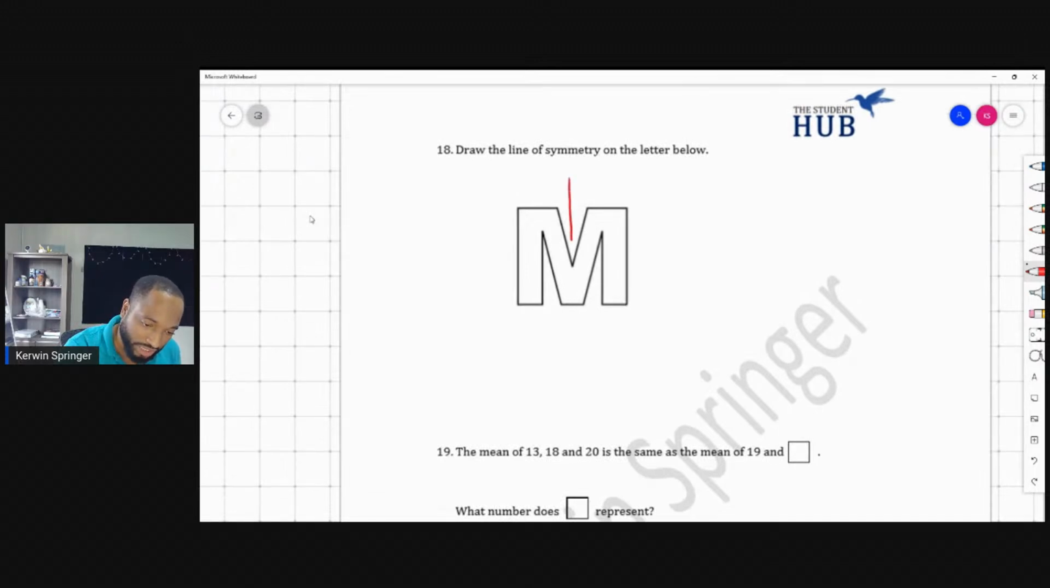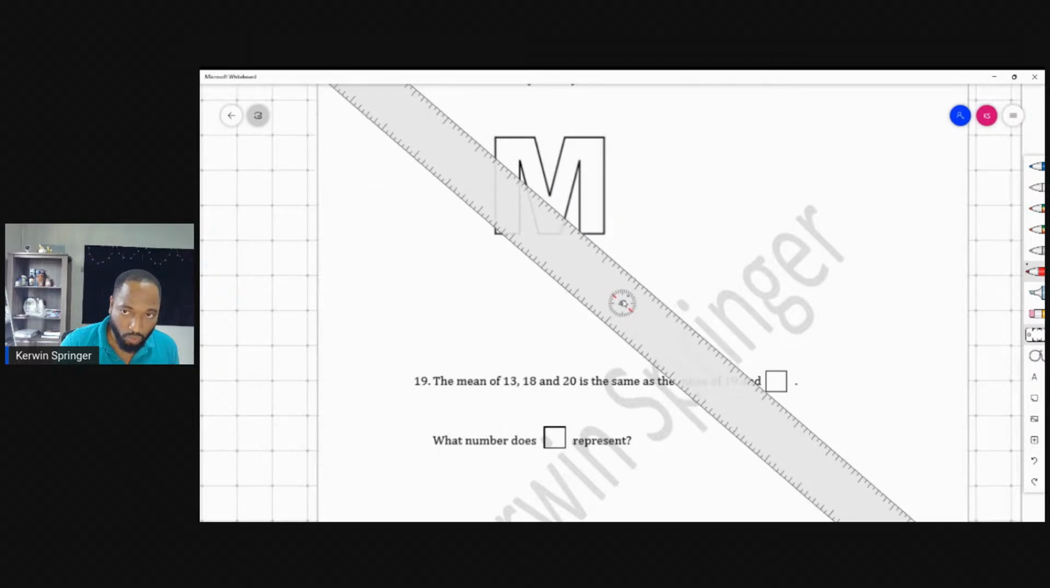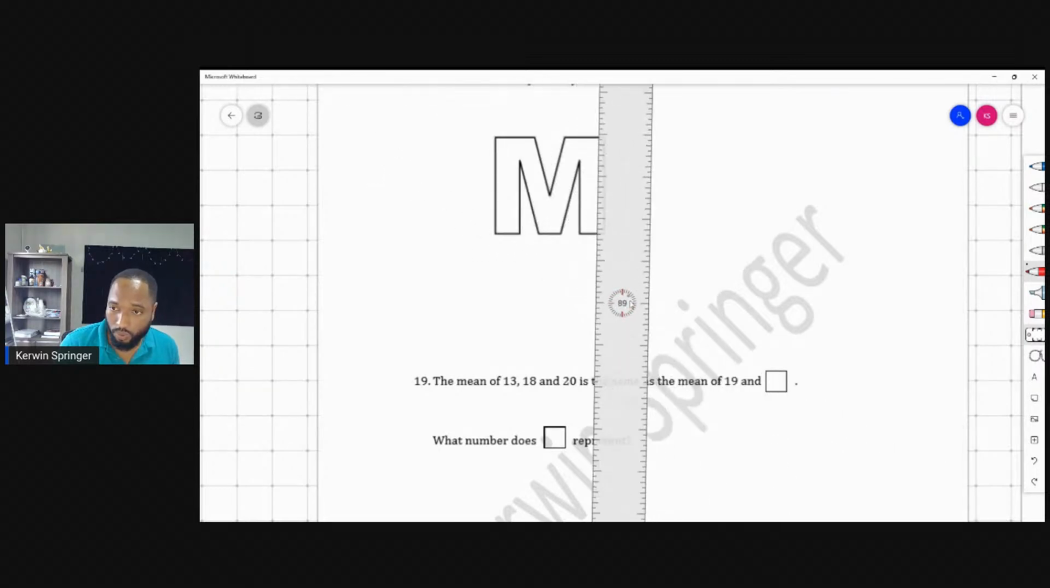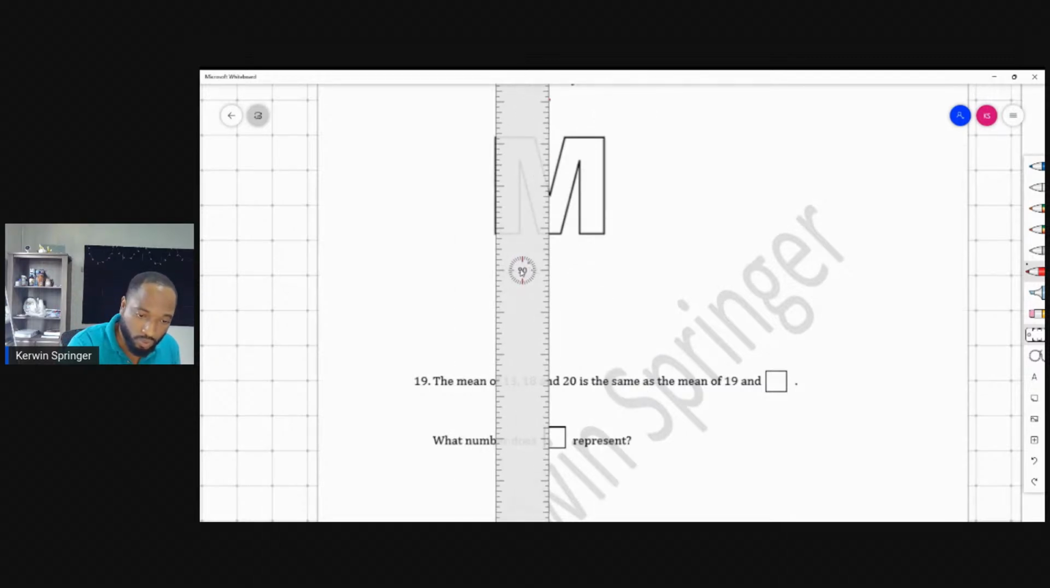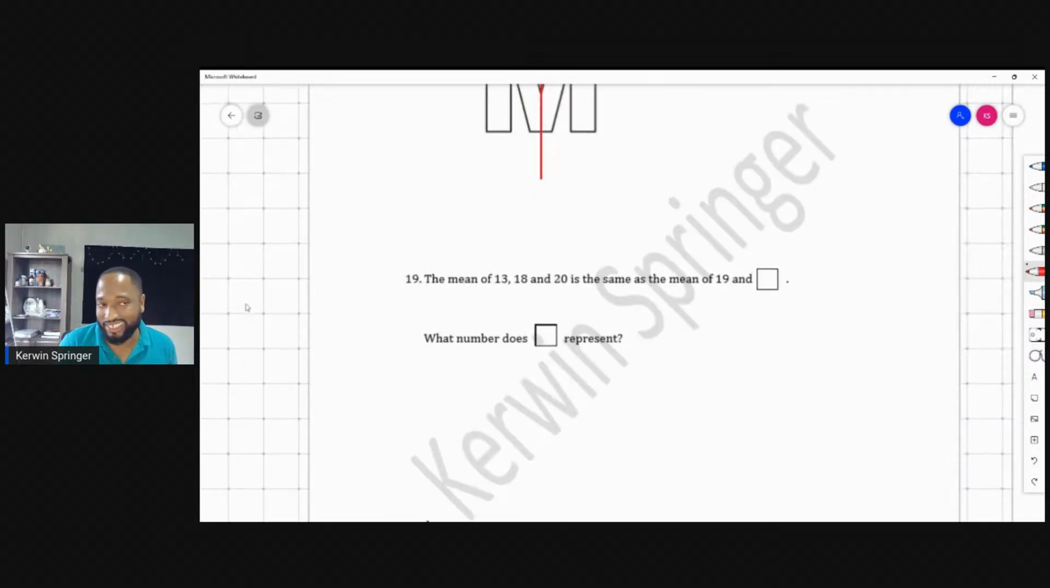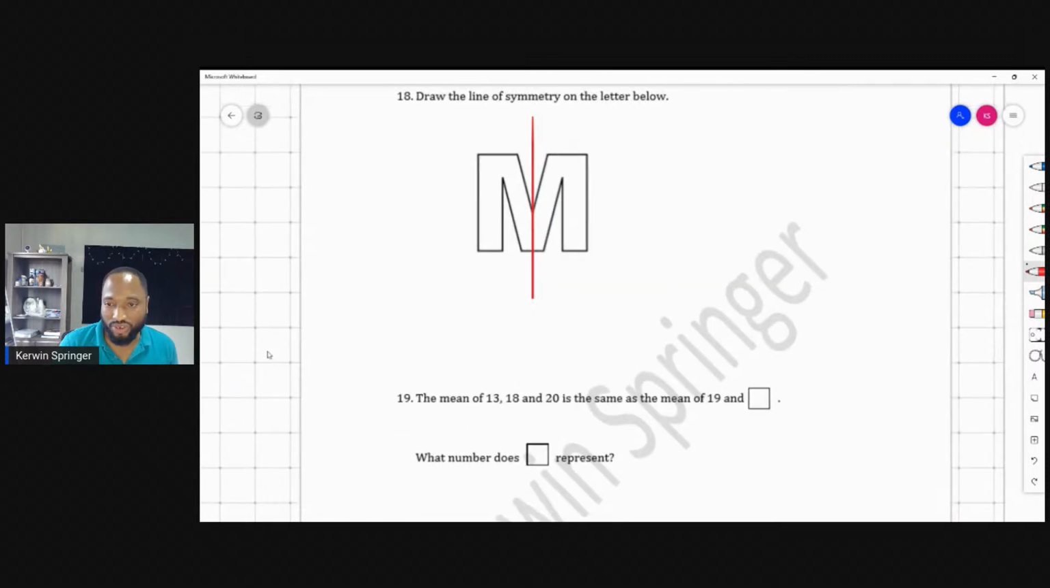Draw the line of symmetry in the letter below. The line of symmetry is a line that splits the object into two equal parts, and each part is a reflection of the other part, right? So it forms the reflection line for the object. So a straight line there would have done the trick. They didn't ask how much, they just asked to draw it.